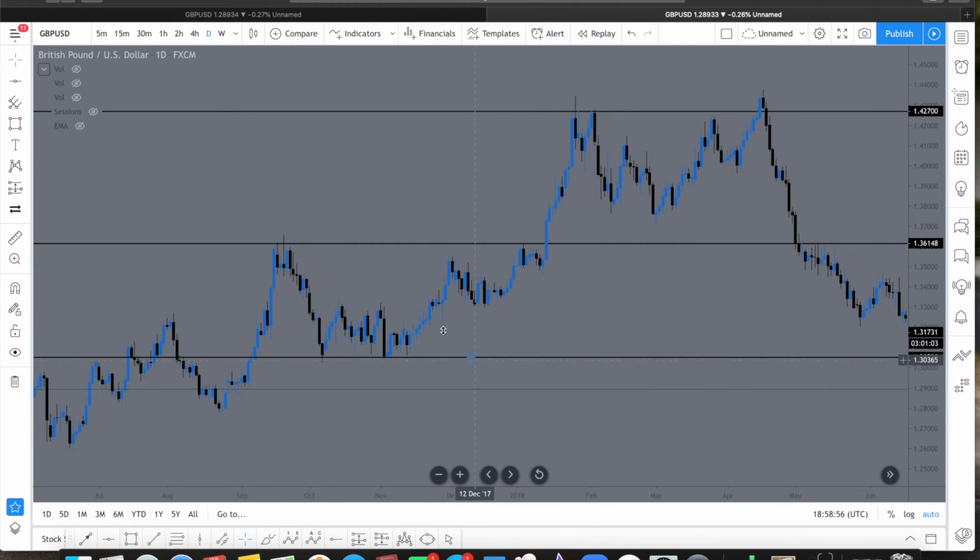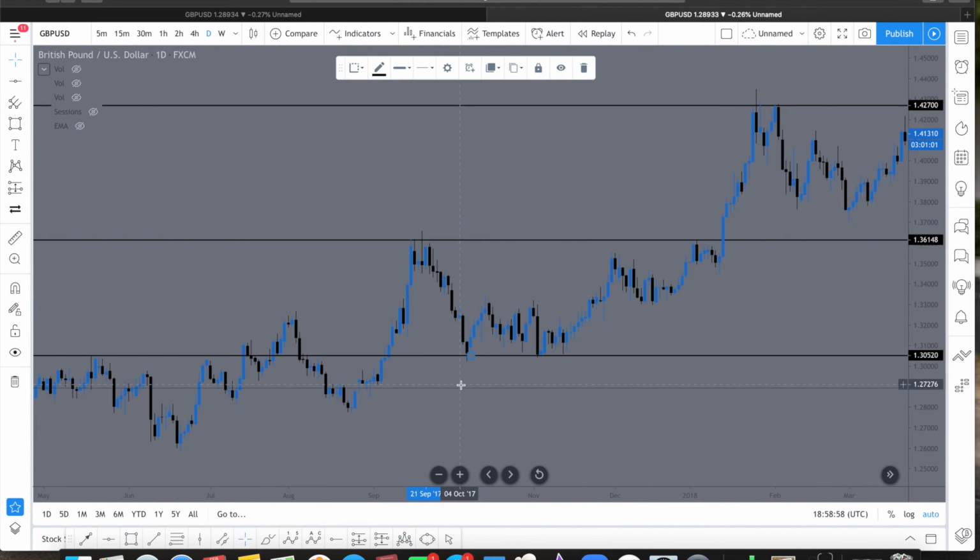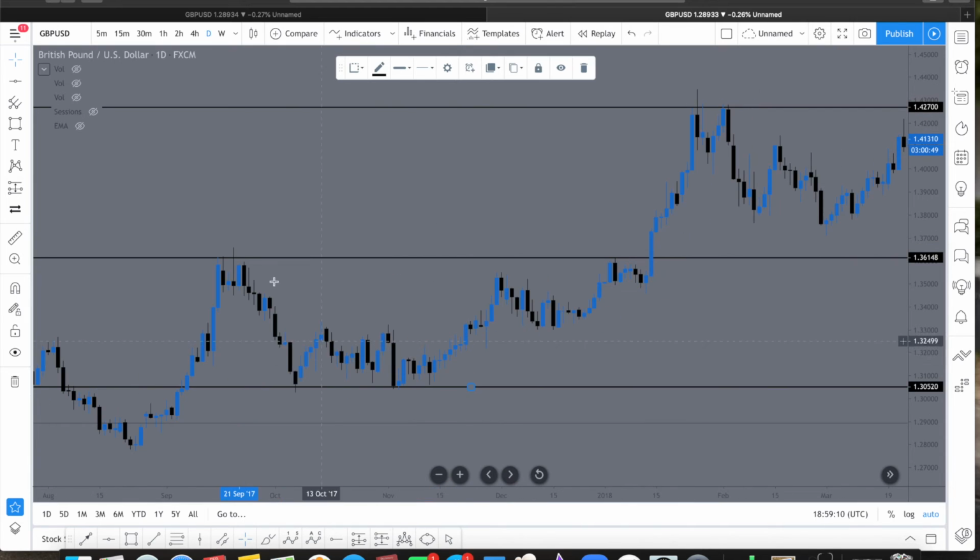Now if you want to trade support and resistance lines, once you draw your support and resistance lines, you would wait for price to come to a resistance line or support line. When it comes right here, you would sell. When it comes to the support line, you will buy. Remember, buy low, sell high.